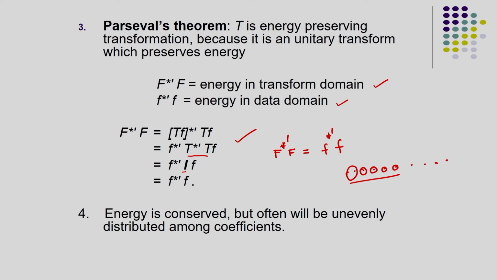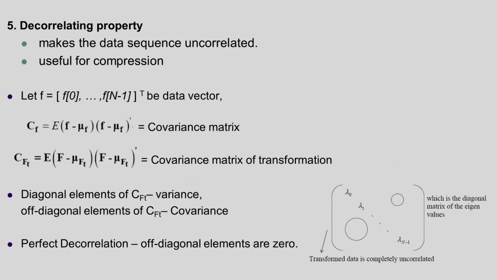So in case of image compression, I can neglect these coefficients, because image compression is nothing but the compact representation of data. So I can neglect the redundant information. That is why I can consider only the coefficients having significant energy, and the remaining coefficients I can neglect. So this property is very important: the energy is conserved, but most of the energy is available in a few coefficients. The next property is the decorrelating property.